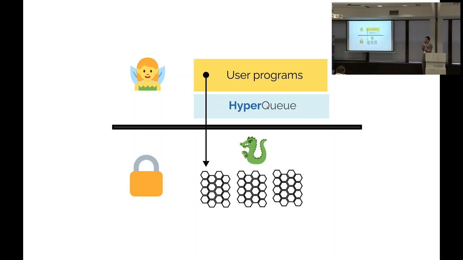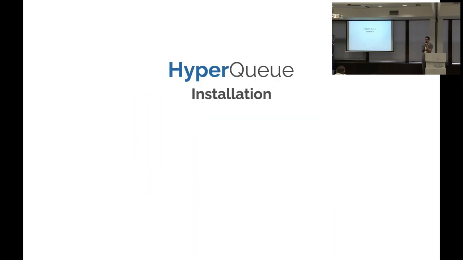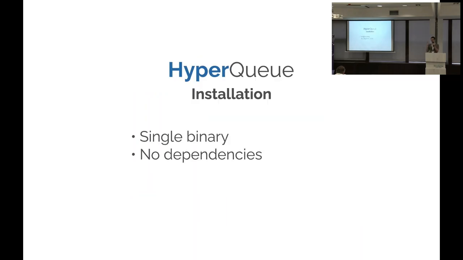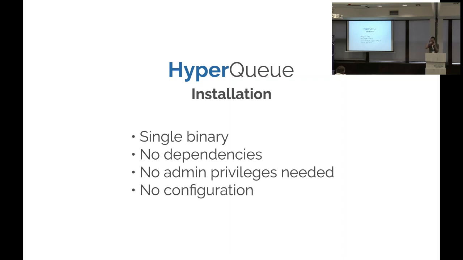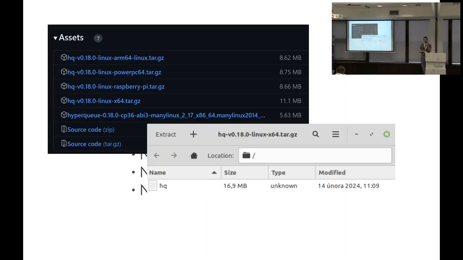So if you want to use HyperQueue, how can you install it? Well, it's trivial. It is a single binary. It doesn't have any dependencies. It doesn't require any administrative privileges. And it also doesn't require any configuration. So if you want to use it, you can just go to our GitHub, download an archive, extract it, and you have one binary. That's it. So what can you do with this binary?